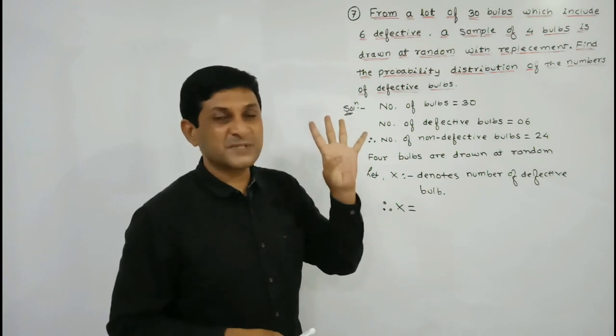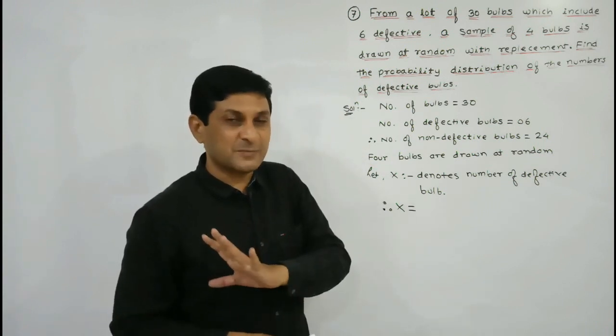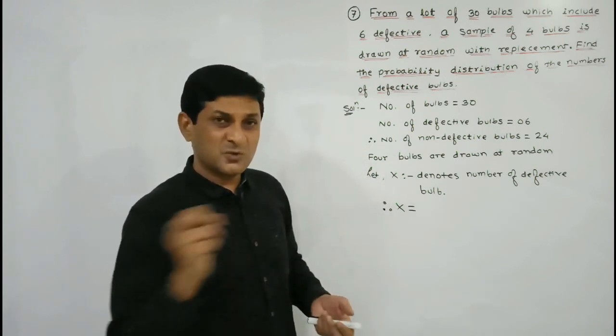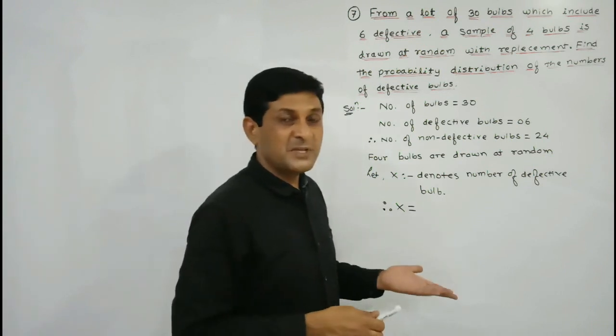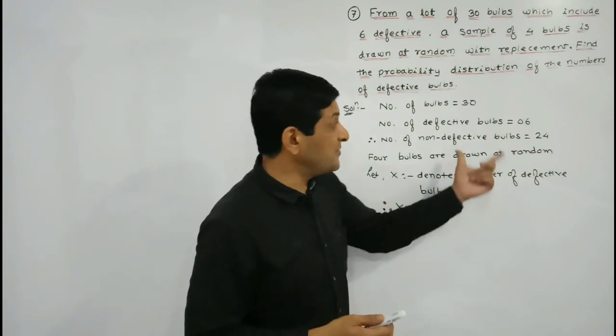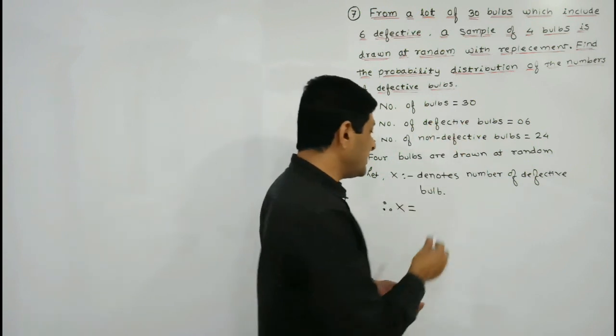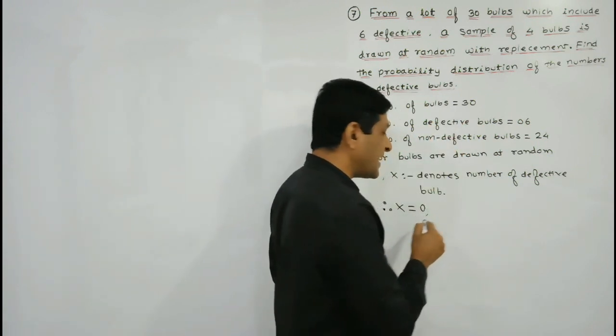ऐसे 4 बल्ब्स ड्रॉन किए हैं विद रिप्लेसमेंट. तो एक पॉसिबिलिटी हो सकती है कि जो चारों बल्ब निकाले थे वो सभी के सभी नॉन डिफेक्टिव होंगे, यानी डिफेक्टिव बल्ब एक भी नहीं होगा. तो इसका मतलब x की वैल्यू 0 हो गई.